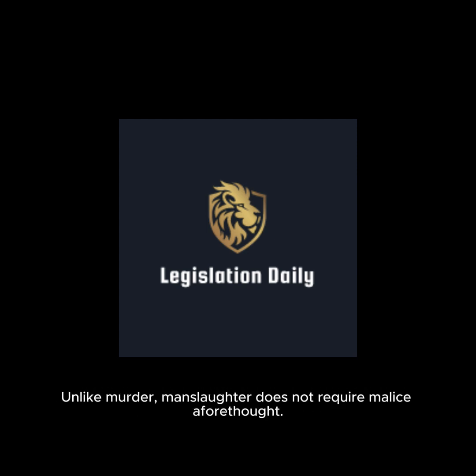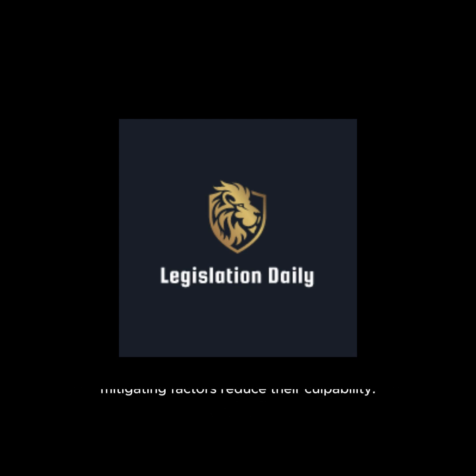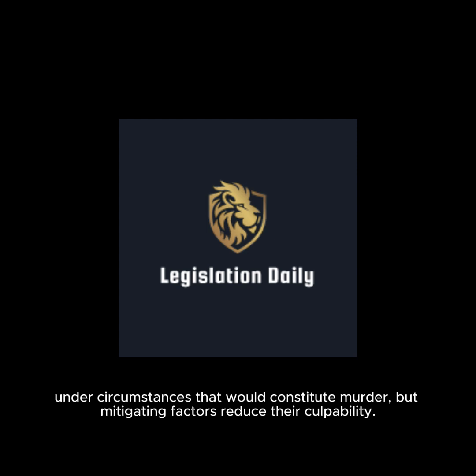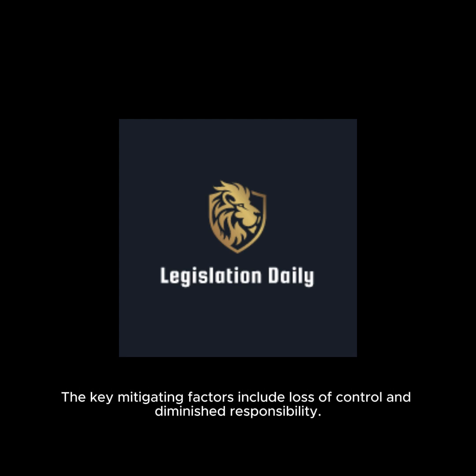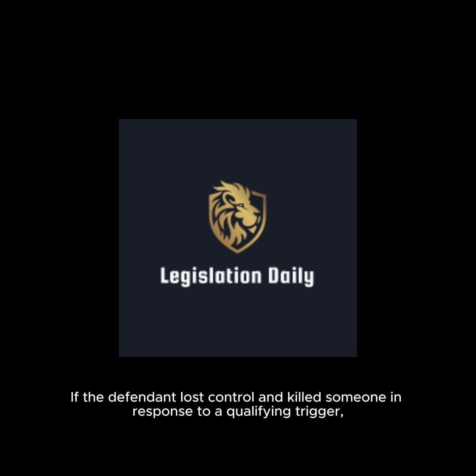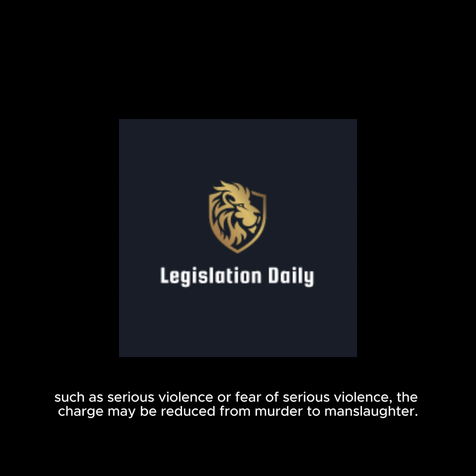Unlike murder, manslaughter does not require malice aforethought. Voluntary manslaughter occurs when a person kills another, under circumstances that would constitute murder, but mitigating factors reduce their culpability. The key mitigating factors include loss of control and diminished responsibility. If the defendant lost control and killed someone in response to a qualifying trigger, such as serious violence or fear of serious violence, the charge may be reduced from murder to manslaughter.